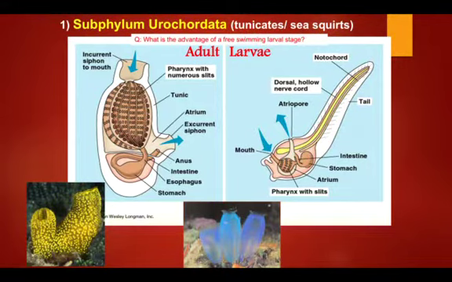So here are the differences between the adult and larval stages. Again, they look quite different from one another if you compare and contrast these two things. It's the larval stage that has all four of those chordate traits, and the only one that remains in the adult stage after metamorphosis is the pharyngeal gill slits.